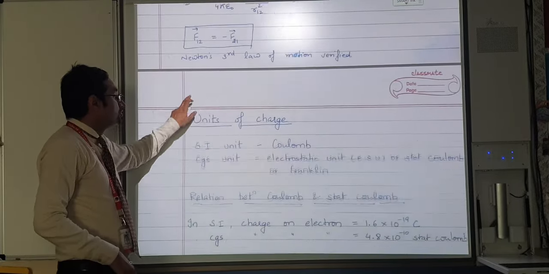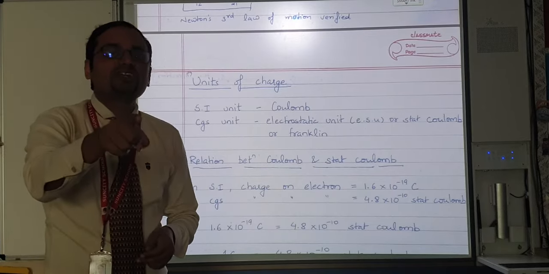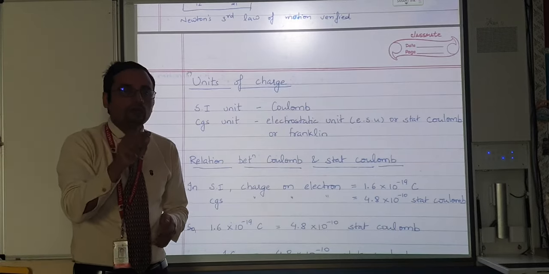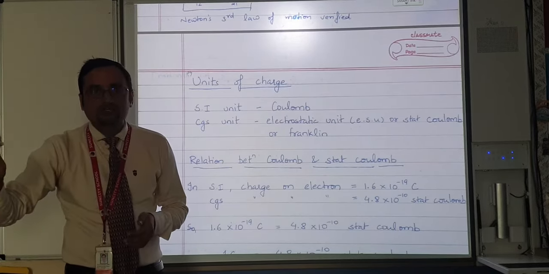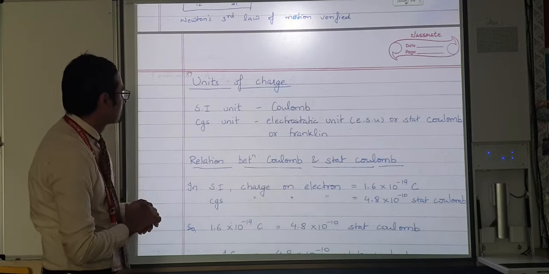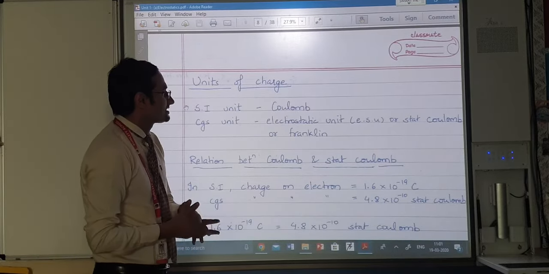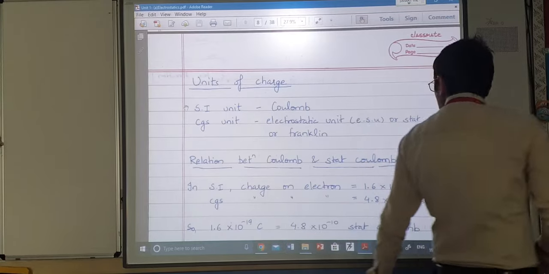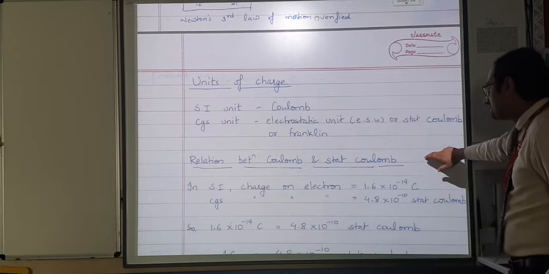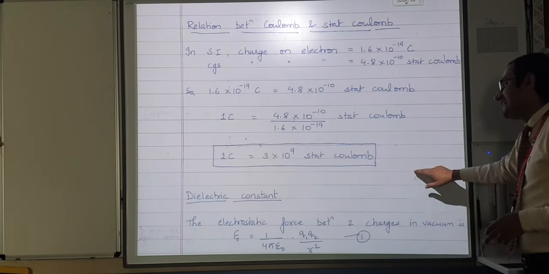Now comes the unit of charge, which we have already discussed. The SI unit of charge is coulomb. Okay, remember one more thing. If you want to write coulomb, it has to be in small letters. If you want to write the symbol, it has to be capital C. The CGS unit is electrostatic unit, ESU, or stat coulomb or Franklin. The relation as such, you just need to know it. No compulsion in that. 1 coulomb is 3 into 10 to the power of 9 stat coulomb.